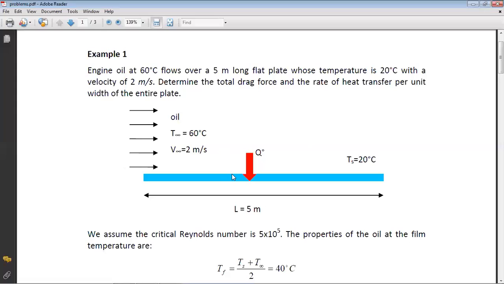In comparison to the temperature of the plate, the temperature of oil is higher, hence heat will transfer from oil to the plate. So that is why the symbol is given, Q will get into the plate, because the temperature of the surface of the plate is lower than that of the flowing fluid. In this case, the fluid is engine oil. Now you are asked to calculate the total drag force as well as the rate of heat transfer per unit width of the plate.